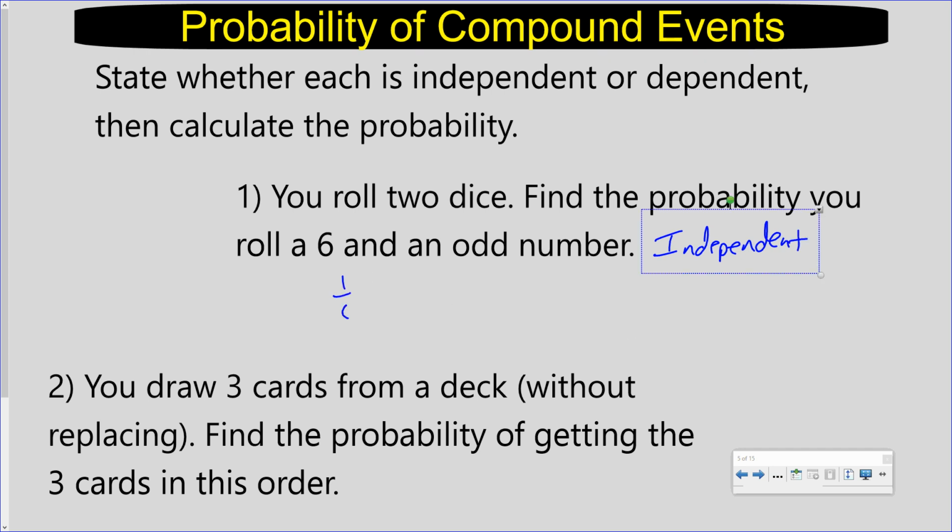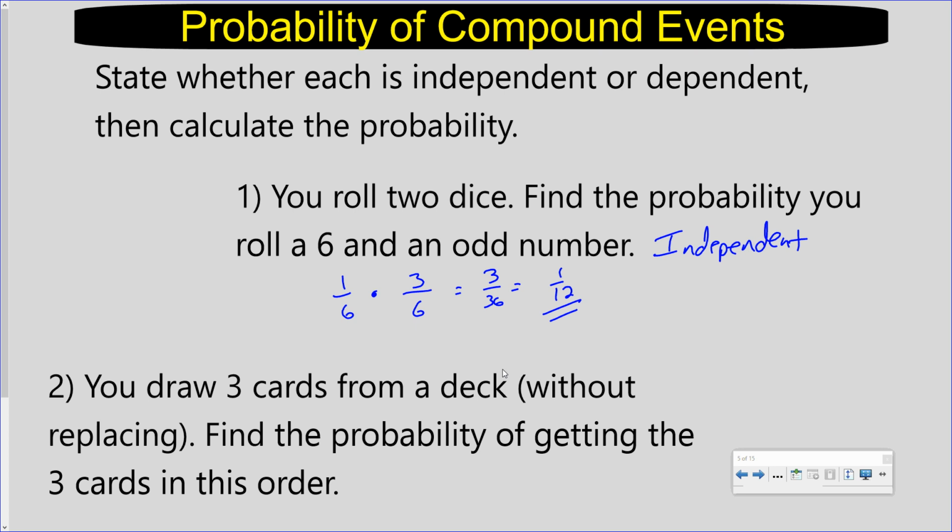Okay. So what's the probability you roll a 6? Well, that would be 1 out of 6 times. What's the probability you get an odd number? Well, there's still 6 options. How many of them are odd? 1 is odd, 3 is odd, and 5 is odd. So that would be 3 out of 6. Multiply those, I'm going to get 3/36. We always reduce probability. That's 1/12. So 1 out of 12 times, I will roll a 6 and an odd number.